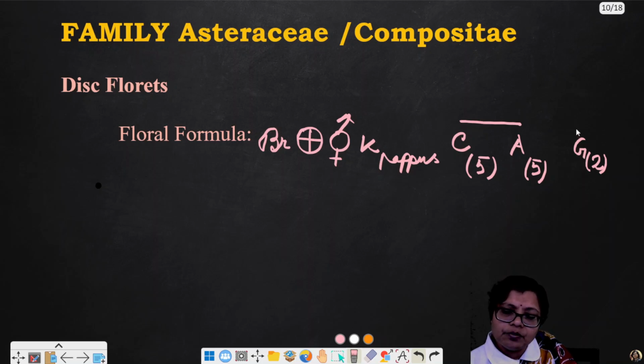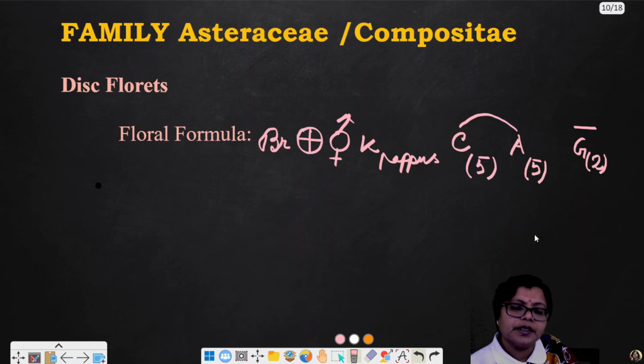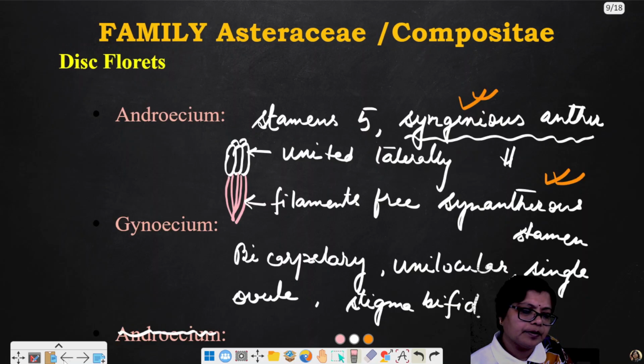So above the G we have to draw a line. And one more thing I would like to say, epipetalous stamen, for showing this one, either we can draw the straight line, or else above this C and A we can draw this curve also. These also represents that epipetalous stamen. I hope it is clear. So here this point also we have to write down syngenesious and epipetalous. This means attached with the corolla.